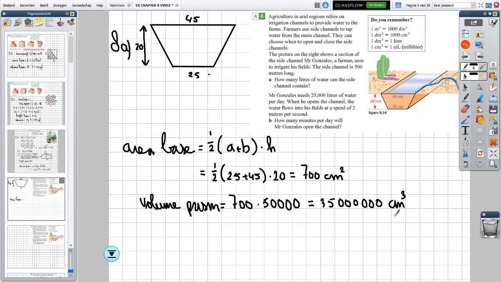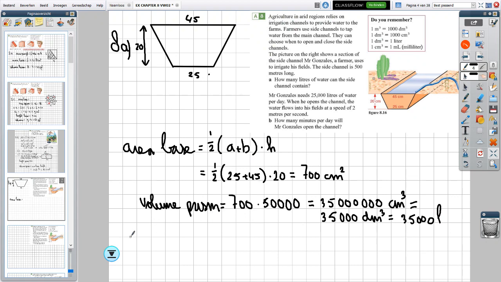And I don't want my answer to be in cubic centimeters. I want it to be in liters. So I now have to convert this to cubic decimeters, and I have to divide by 1,000, and that is the same as liters, right? So the answer is going to be 35,000 liters. Okay, that's the answer for A.